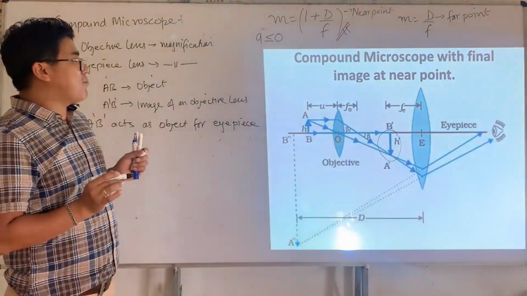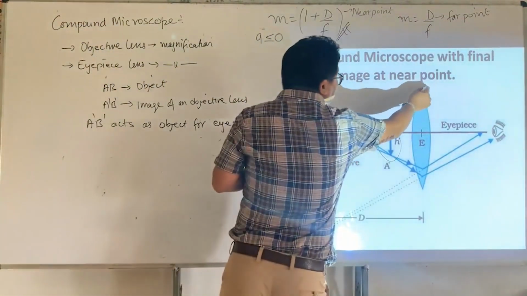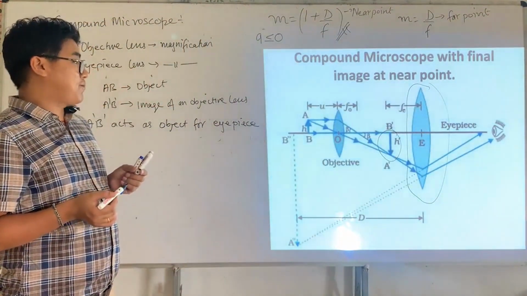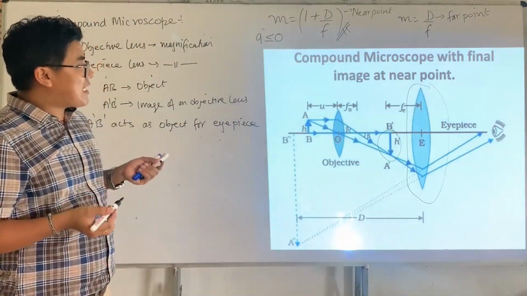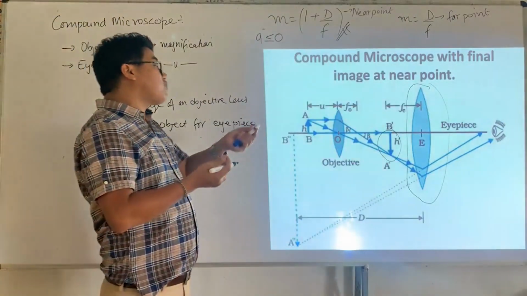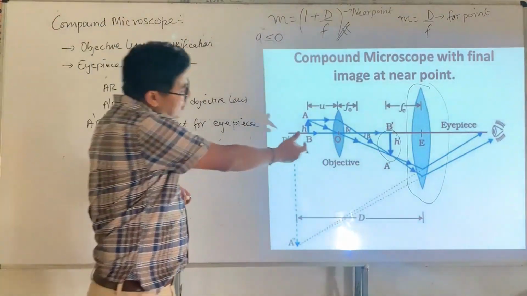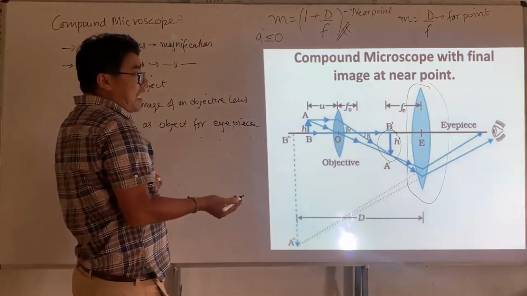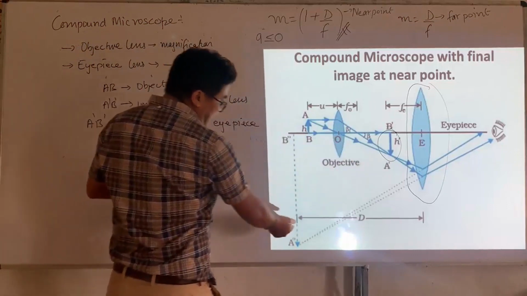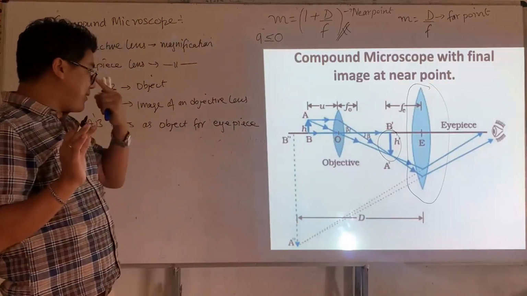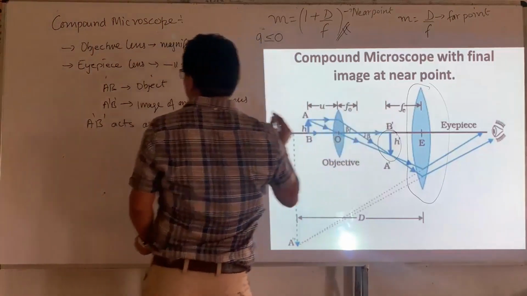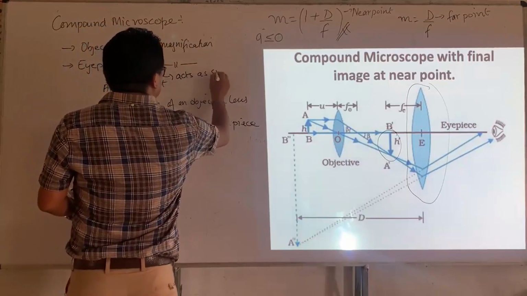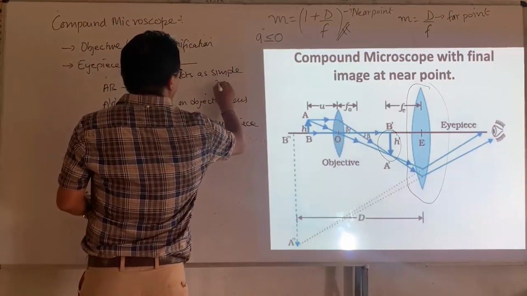And one more important point is that the eyepiece is more or less like your simple microscope, which gives you an inverted image. This is already inverted, so you are going to get it inverted. And you have two options: either you bring the final image to infinity or at the near point. So very simple here: the eyepiece acts as a simple microscope.